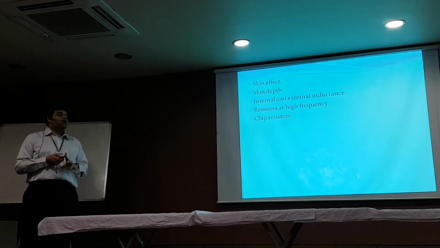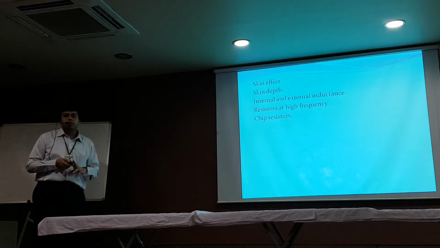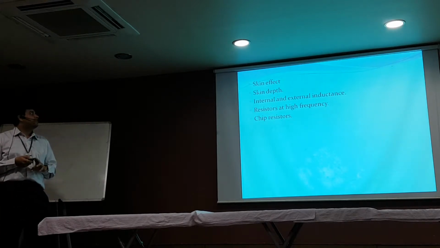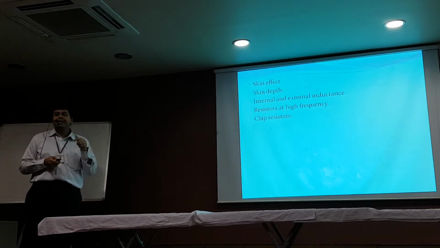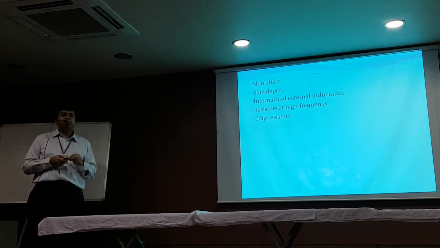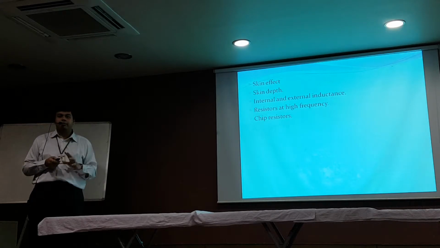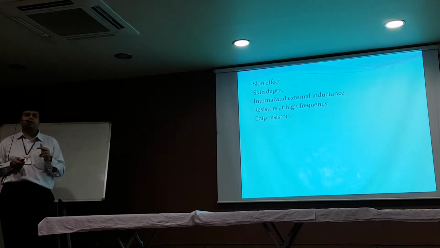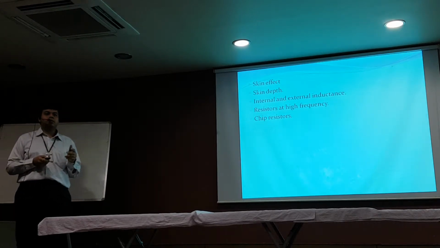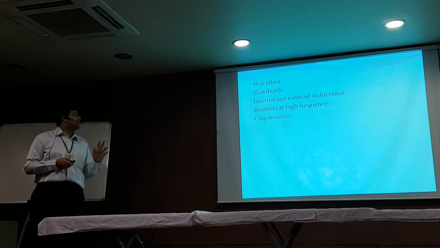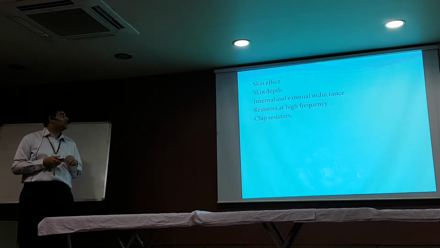Then skin depth. It is the depth of the conductor up to which the conductivity falls to 1 upon e. That is, when you take 1 upon e in the calculator, it comes out to be 0.37 in decimals, and if we convert it into percentage, that comes out to be 37%. So that is the depth up to which the conductivity is there.